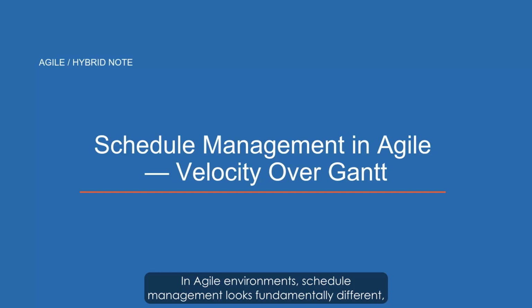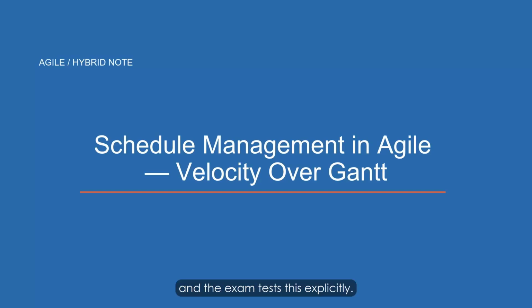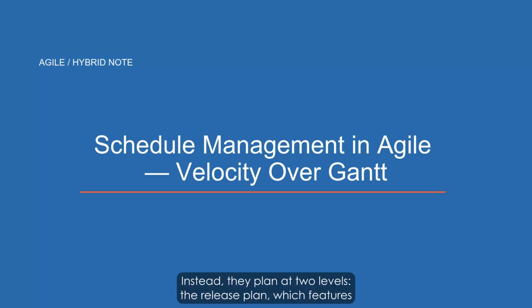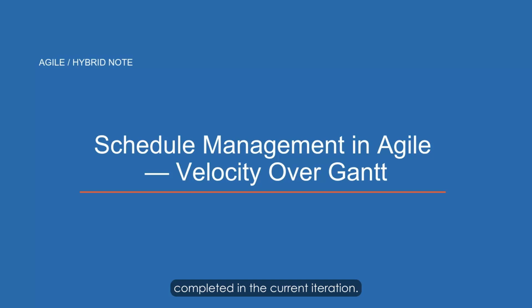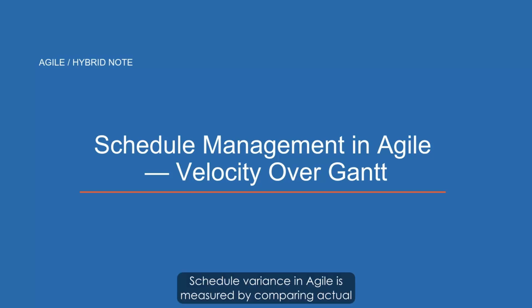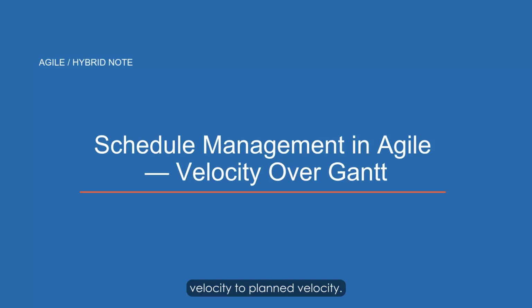In Agile environments, schedule management looks fundamentally different, and the exam tests this explicitly. Agile teams do not maintain a Gantt chart. Instead, they plan at 2 levels. The release plan, which features will be delivered by when, and the sprint plan, which stories will be completed in the current iteration. Schedule variance in Agile is measured by comparing actual velocity to planned velocity.